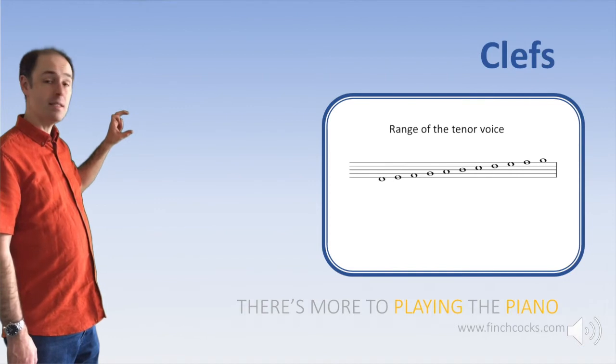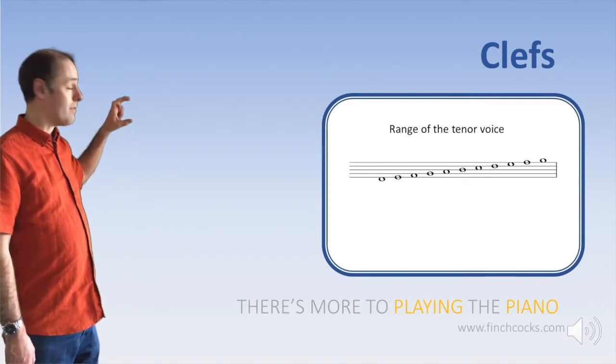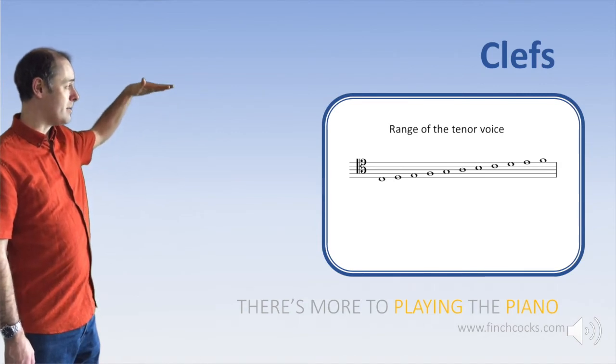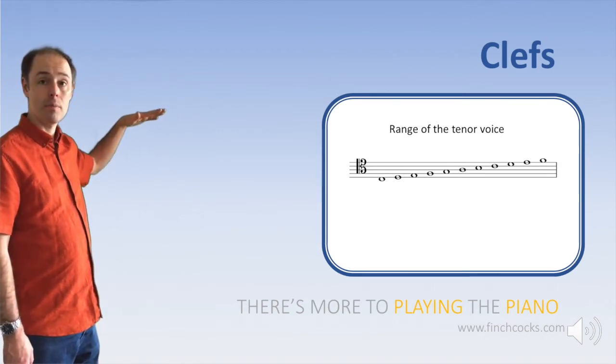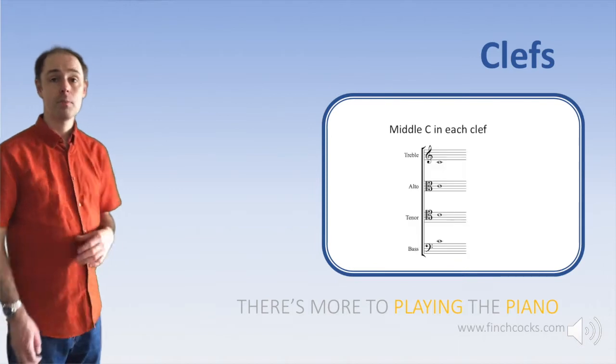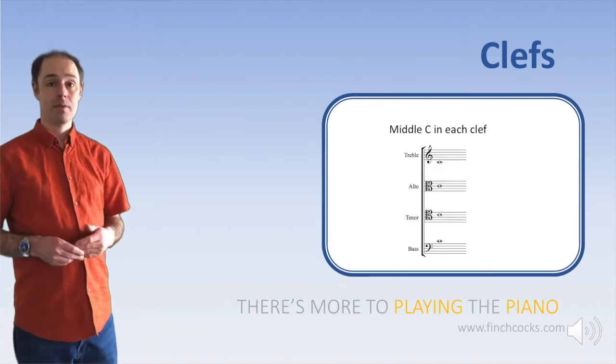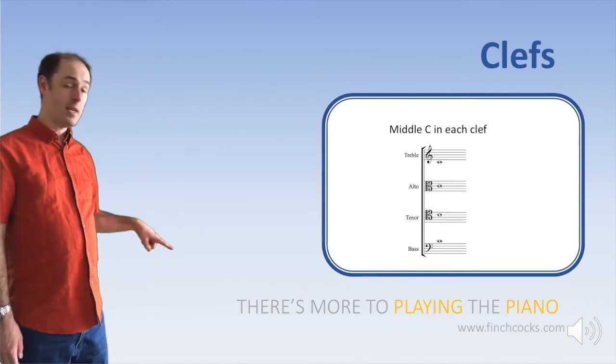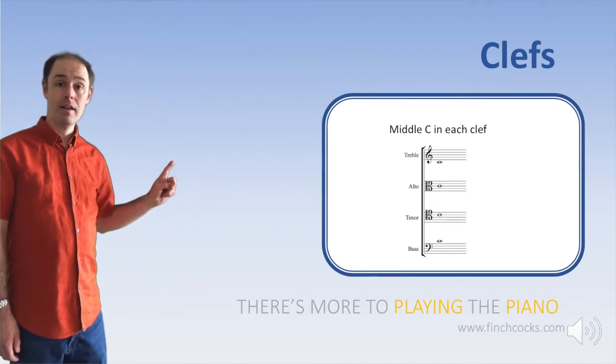A tenor voice, again we use the C clef, but we put the C up on the fourth line up, because the tenor can sing a little bit above middle C and quite a lot below. This diagram shows middle C in each of those clefs. So for a treble, middle C is a low note. For a bass, middle C is quite a high note.